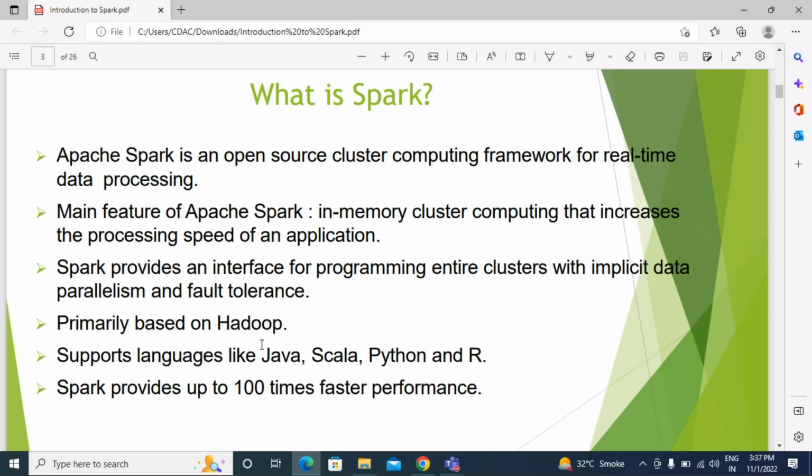It provides 100 times faster performance with respect to MapReduce. This 100 times faster performance is because we are doing in-memory processing. We are no more having multiple interactions with the storage area. That is the reason we are 100 times faster in processing than MapReduce.